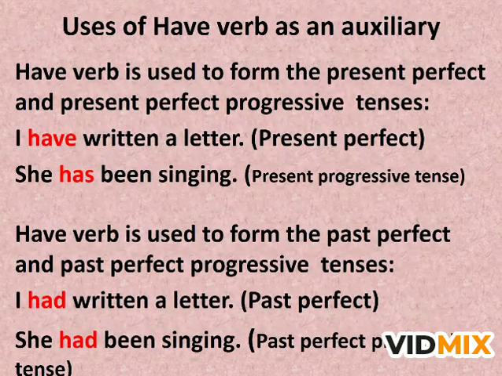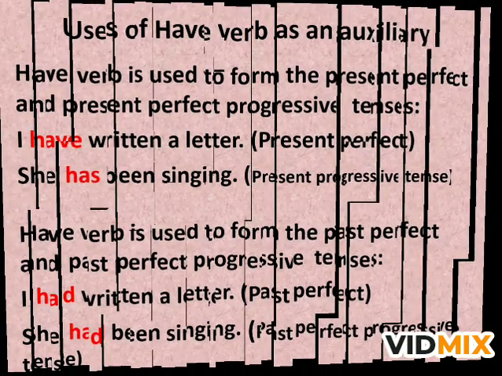Use of have verb as an auxiliary. Have verb is used to form the present perfect and present perfect progressive tense. I have written a letter, present perfect. She has been singing, present perfect progressive. I had written a letter, past perfect. She had been singing, past perfect progressive.